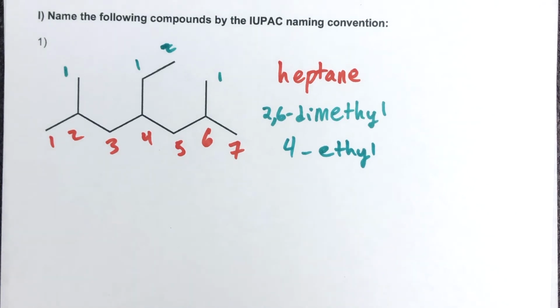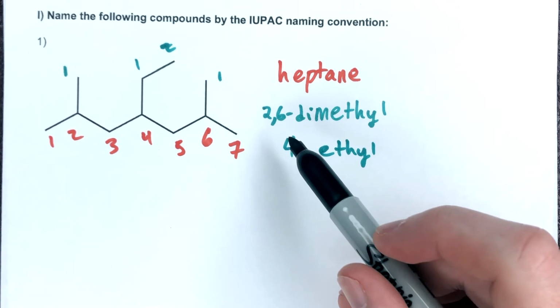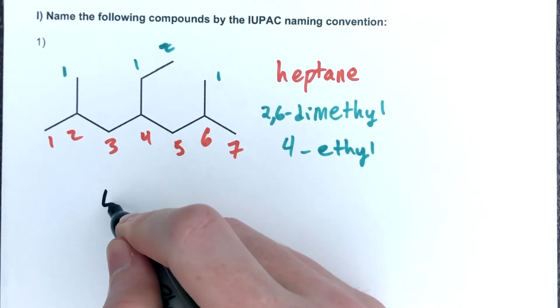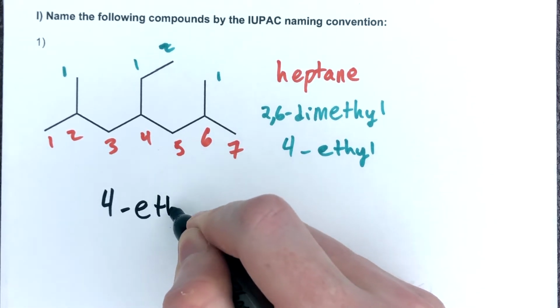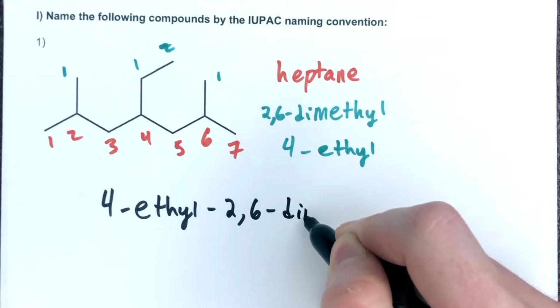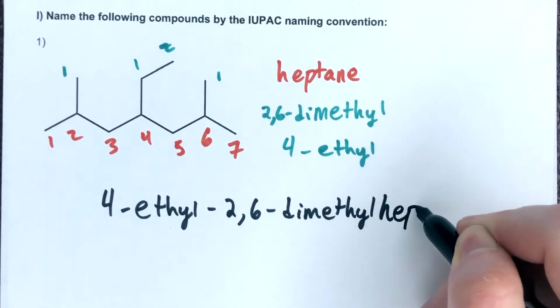So now we put this all together, and like I just said, we don't consider the di in our alphabetical naming convention. So this has to be then 4-ethyl-2,6-dimethylheptane, all one word.